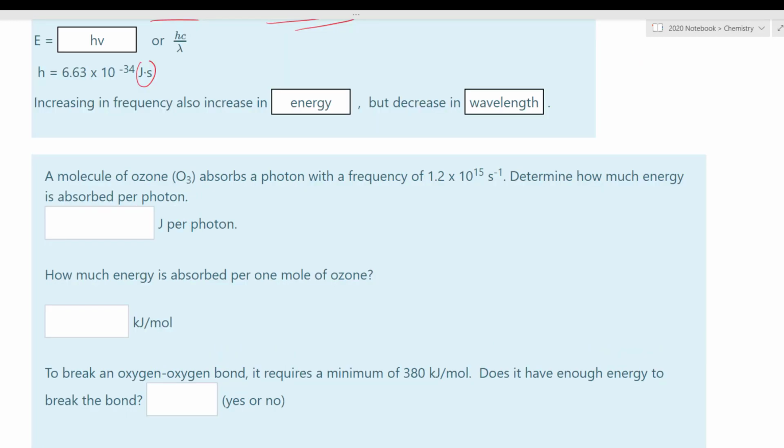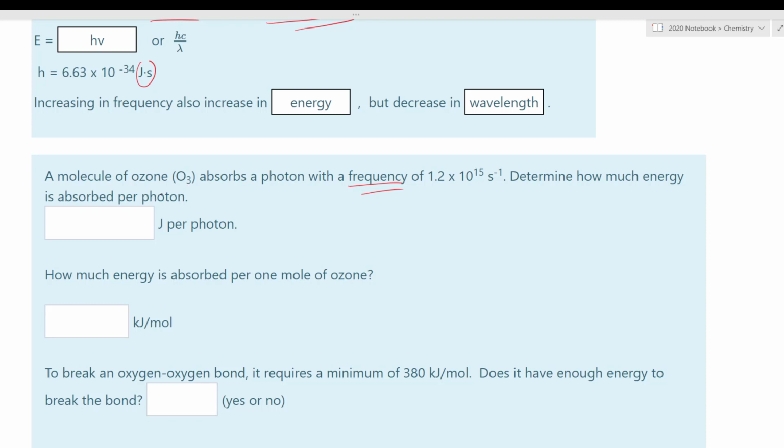Now let's solve a problem. We have a molecule ozone, O3, that absorbs a photon. So we're looking at particle-like, with a frequency of 1.2 times 10 to the 15 per second, right? Again, frequency is per second. Determine how much energy is absorbed by this particular ozone per photon.